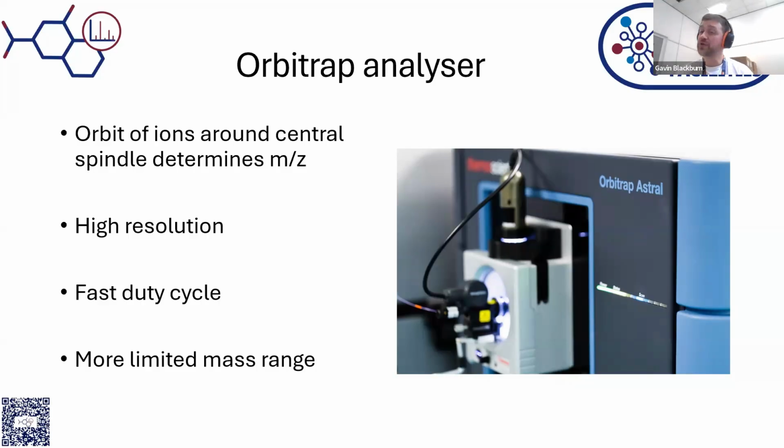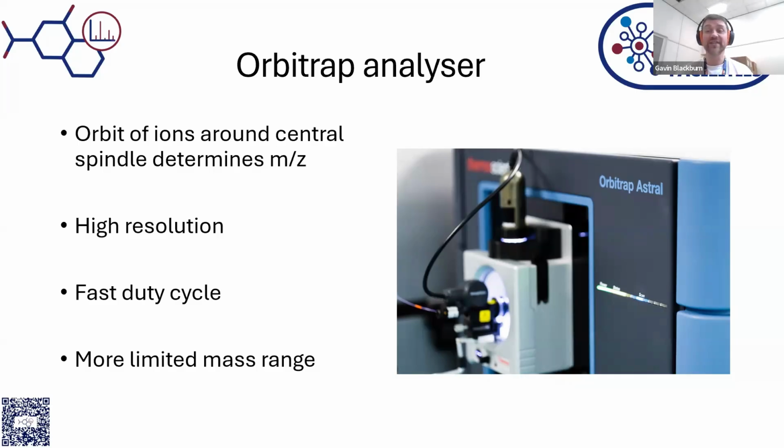These instruments can also produce really, really high resolution data, and they have a really, really fast duty cycle as well. So they make these really, really useful, again, for biological mass spectrometry applied to untargeted analyses. They do have a more limited mass range than a TOF. You generally have to select the mass window that you are interested in. Functionally, that's absolutely fine for the samples that we run. We run an Orbitrap Astral for our proteomics that we've just got access to.